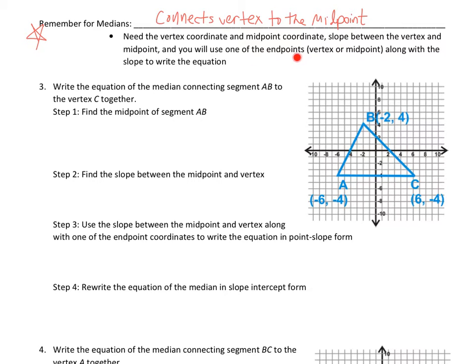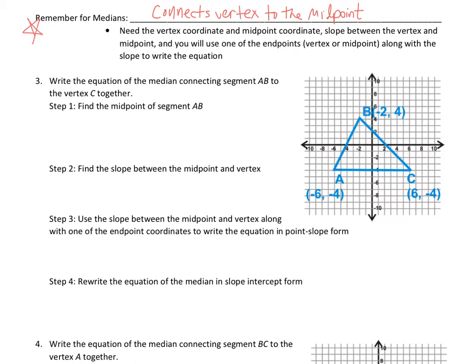We would use one of those endpoints, the vertex or the midpoint, along with our slope to write our equation. And we're going to start in point-slope form again and then transfer it into slope-intercept form. So first off, we need to know which sides we're going to be talking about. Here in our triangle, we need to write the equation of the median connecting segment AB to the vertex C.